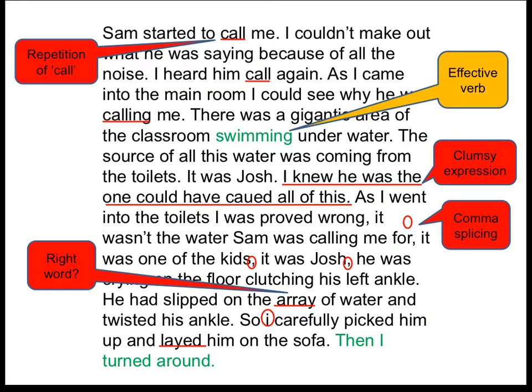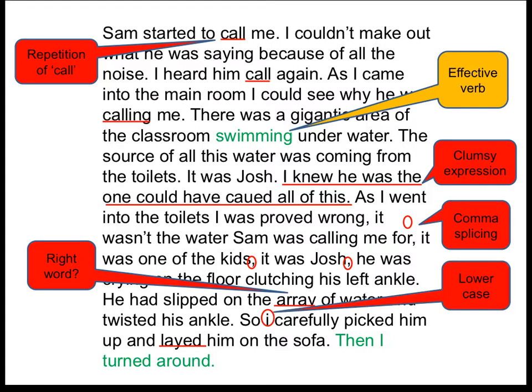We have this word here. He had slipped on the array of water, and that particular word doesn't work with water. So think very carefully as well about the vocabulary that you're using and whether it makes sense.